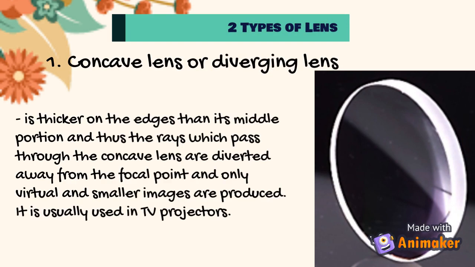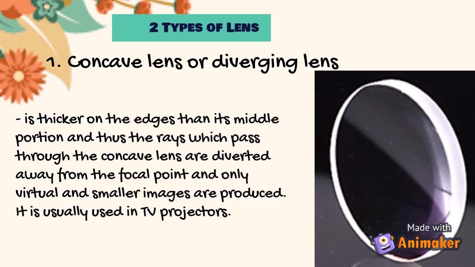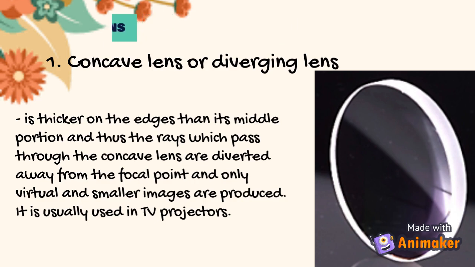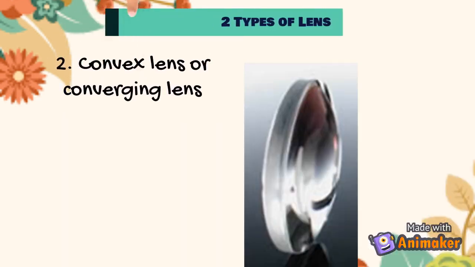Now let's move on to the two types of lenses. The first one is a concave lens or diverging lens. It is thicker on the edges than its middle portion, and thus the rays which pass through the concave lens are diverted away from the focal point and only virtual and smaller images are produced. It is usually used in TV projectors.